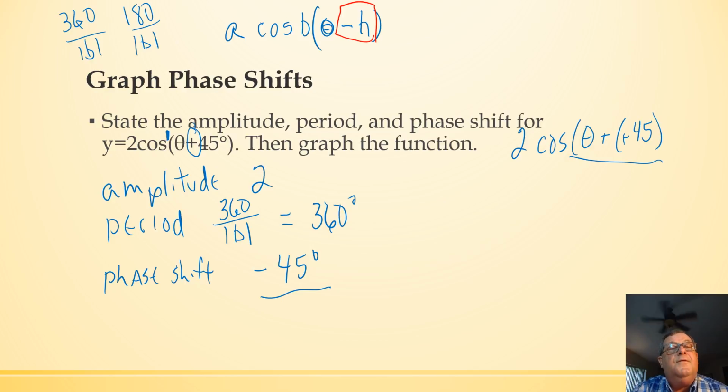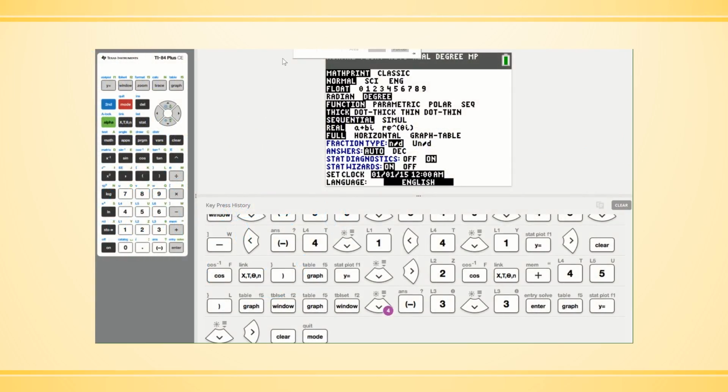Now we're going to graph the function on the calculator and take a look at what we see. All right, so I'm over here on the calculator, and the first thing I need to do anytime I'm looking at trig functions is double check, do I need to be in radian or degree mode, and make a change if necessary. Now in this function equation we were given, it was given to us with 45 degrees on that phase shift, so we know we need to be in degree mode, and you can see I'm already there.